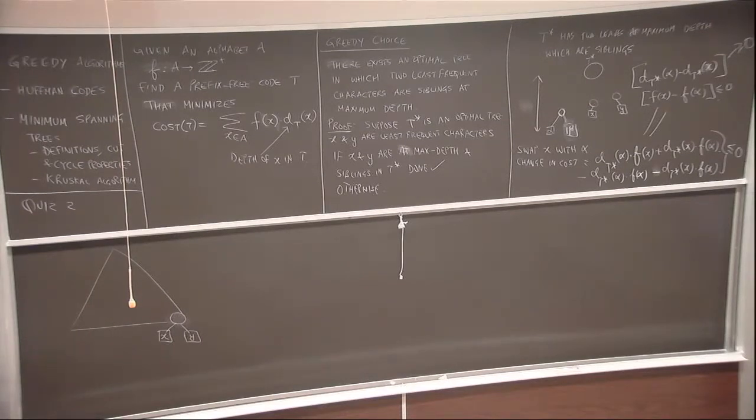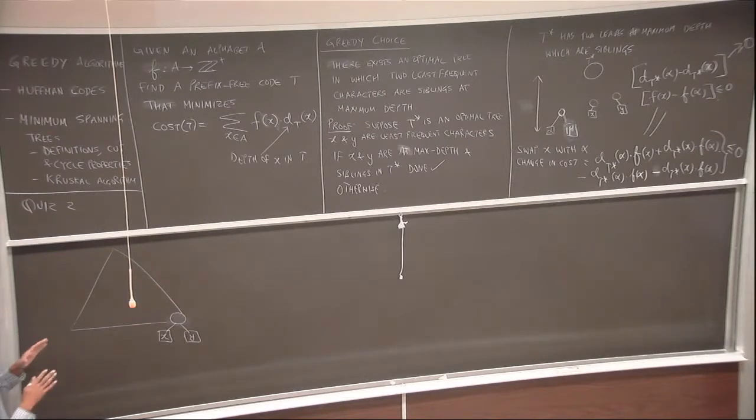Then how does this help me reduce my problem, is the question. Okay. The key thing is the following. Look, we are only interested in those trees that look like this, right? Because we have decided that x and y have to be siblings at the lowest level. So let's try to understand, what do those trees look like?